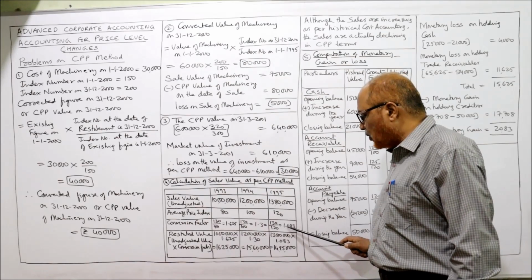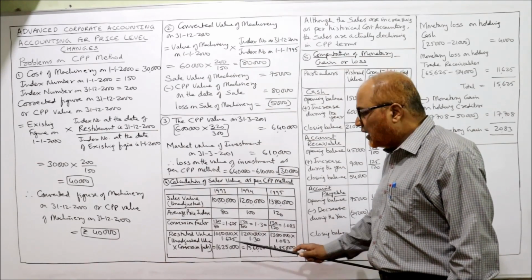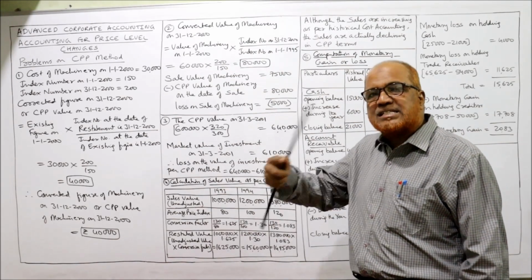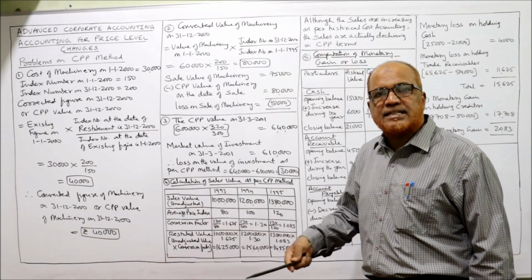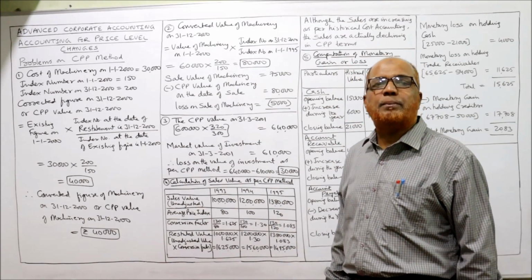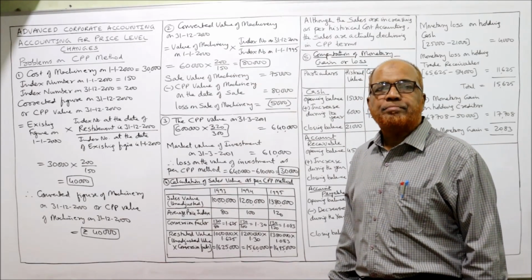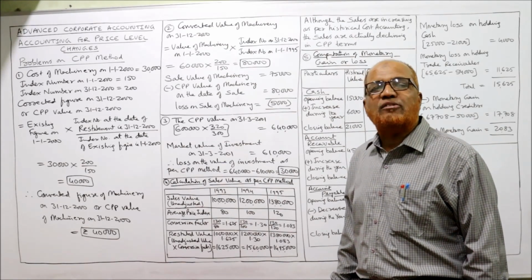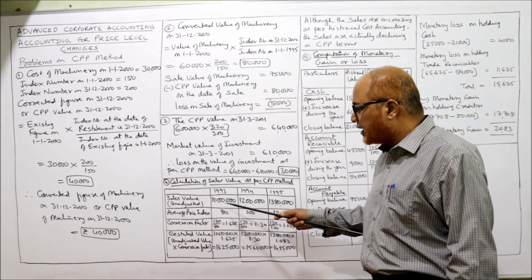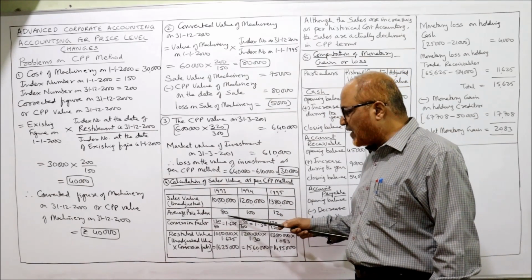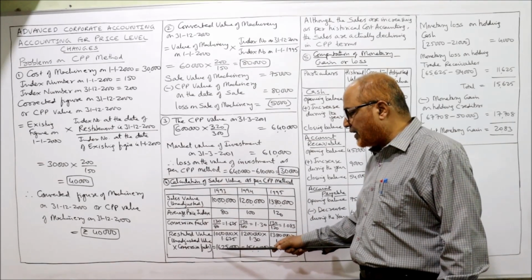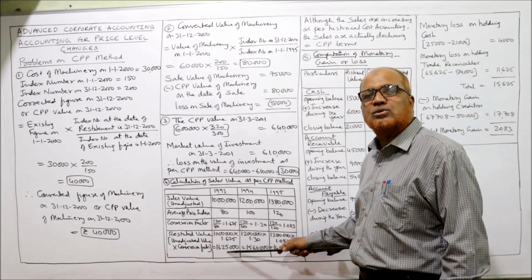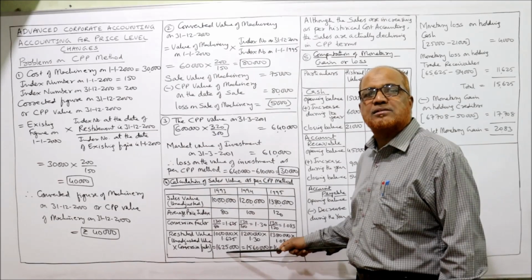So 130 by 120, 1.083. Now we want to restate the sales according to CPP method. So we multiply the historical sales into conversion factor. How much is the historical sales? 10 lakh. Conversion factor 1.625. So 10 lakh into 1.625, 16 lakh 25,000 is the CPP sales, restated sales.